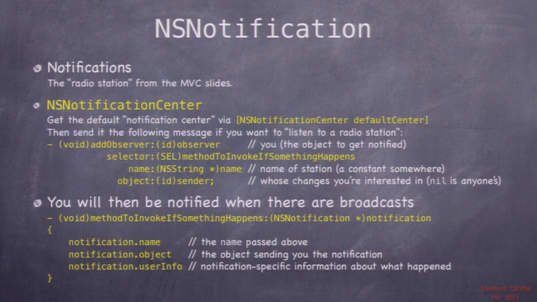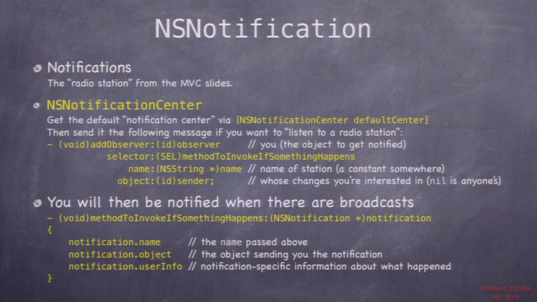The method that's going to get invoked here, the method to invoke if something happens, always has one argument, which is an NSNotification. Inside an NSNotification, there are three properties. One is name. That's the name of the radio station, same thing that was passed above. Object, that's the object sending you this notification, so that would be the sender in the thing above.